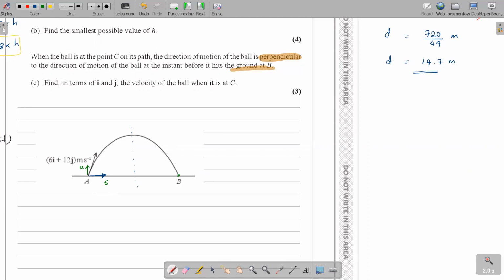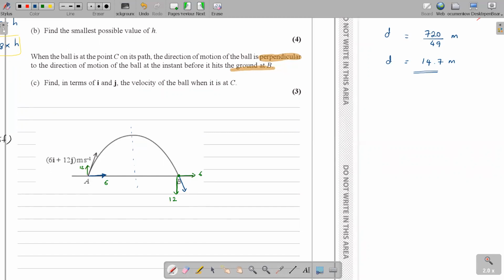Likewise, when the particle is at B, your horizontal component is definitely still going to be 6. The vertical component will be downwards, not upwards, but it will be 12, because it's at the exact same horizontal level. When you are at the same horizontal level around the projectile, your speeds are equal. So we have the speed at B.